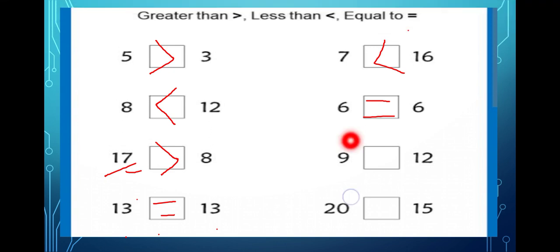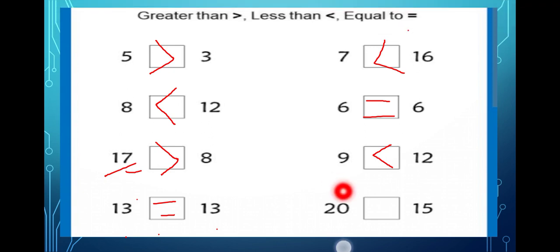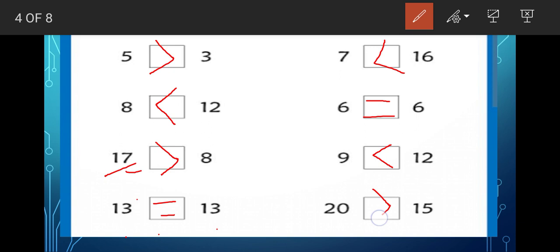Now here 9 is a single digit number and 12 is a 2-digit number. That means 9 is smaller than 12, or you can say 12 is greater than 9. Now here both are 2-digit numbers, 20 and 15. So what will you do here? You will first see the tens place. Here it is 2 and here the tens place is 1. That means 2 is greater than 1. That means 20 is greater than 15.